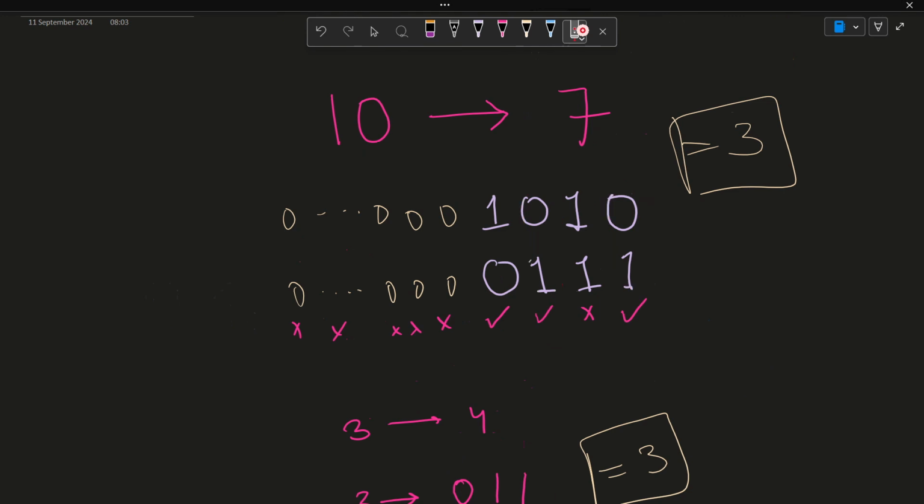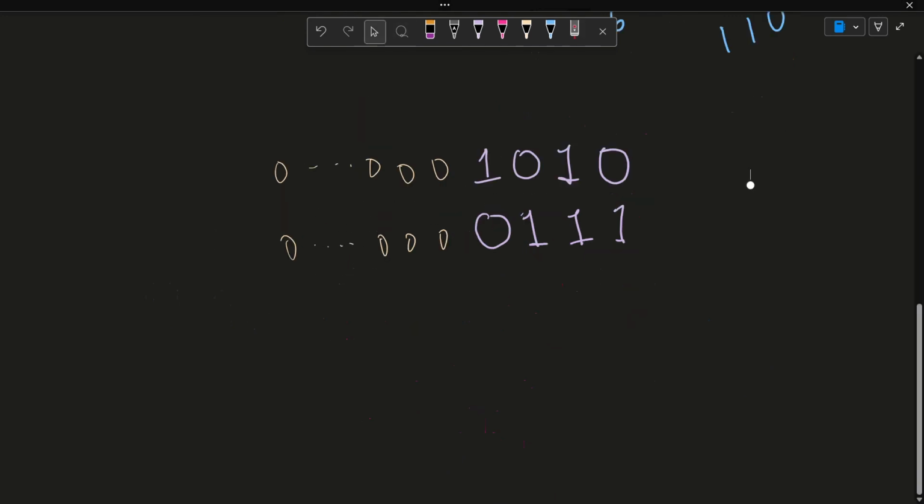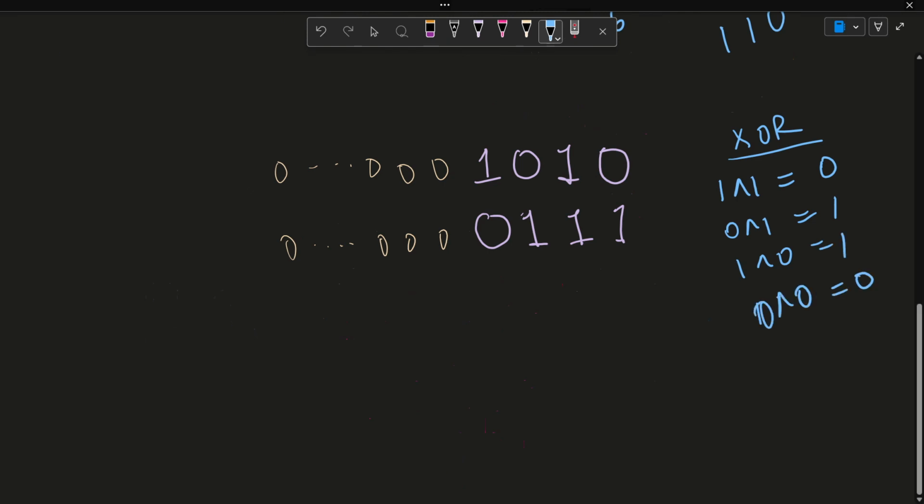Now what I could do is, let me just copy this. Given this, I want you to know about the XOR operation. So 1 XOR 1 is what? 0. 0 XOR 1 is what? 1. 1 XOR 0 is also 1, and 0 XOR 0 is 0. XORing any two bits is 0 if they are both the same bit. Otherwise, if they are different, the answer is 1. So that is the XOR operation.